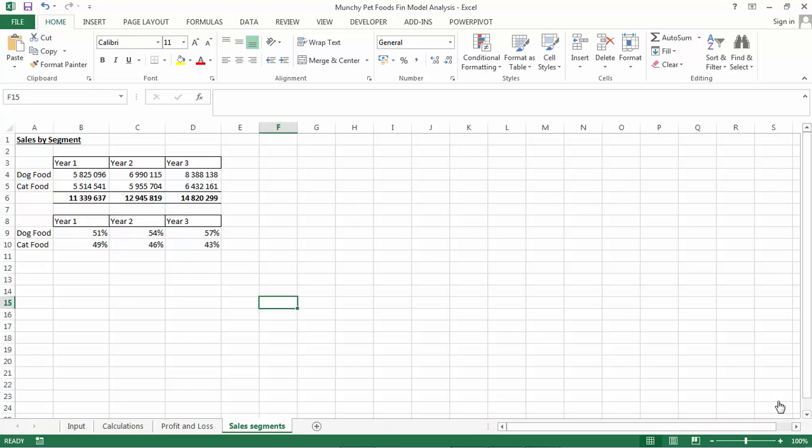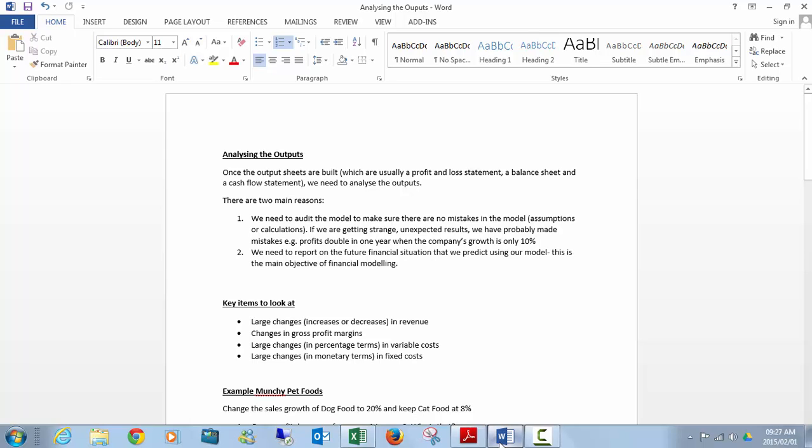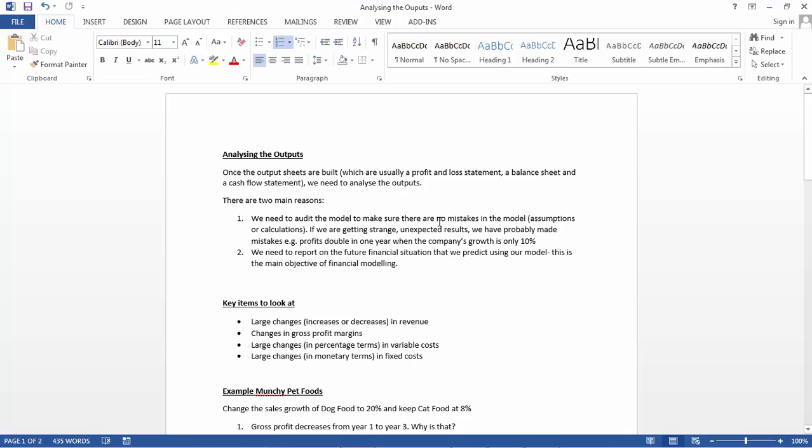In this video, we're going to look at analyzing the outputs from the financial model. The two main reasons we want to do this: first, we want to audit the model to make sure we have no mistakes in the model, and second, we want to report on the future financial situation of the business using the model, which is, after all, the purpose of a financial model. So key things we want to look at are changes in revenue, changes in gross profit margins, changes in variable cost percentages, and changes in fixed costs.